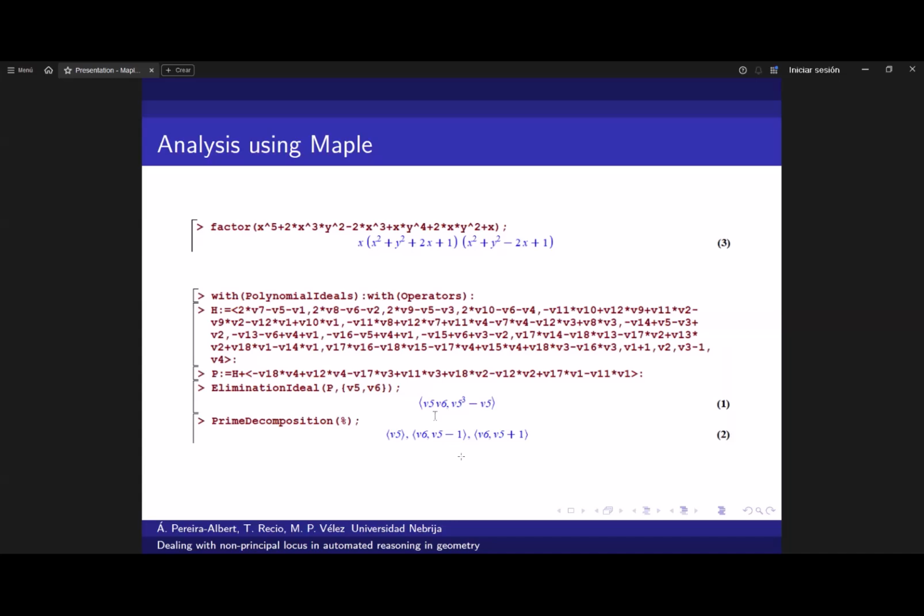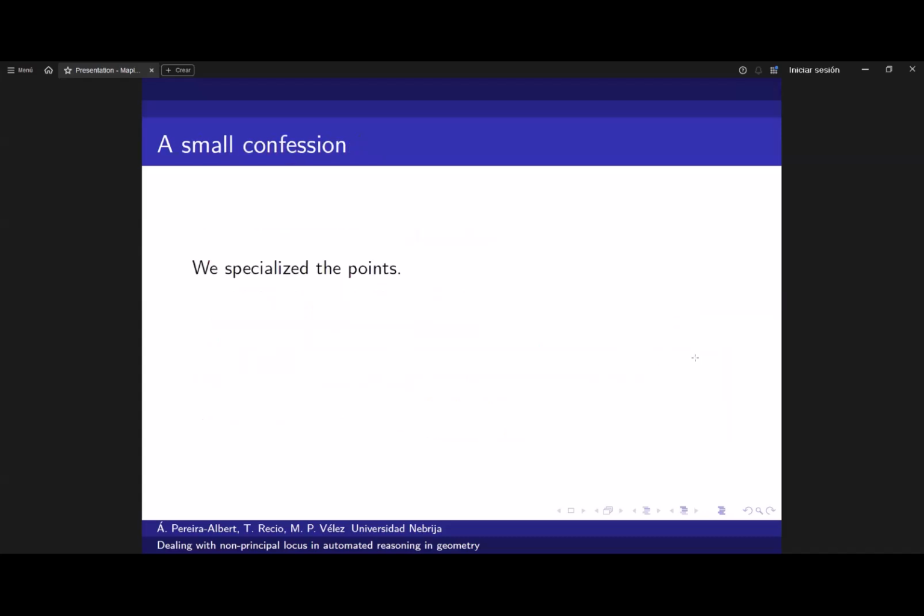And if we look at the last 4 equations, we see that what we've done is we specialized the points in the beginning. So we said v1 to -1, v2 to 0, etc. Why did we do this? The first reason is a practical one: GeoGebra internally specializes all the points, and then if you change the input points, it computes everything again.